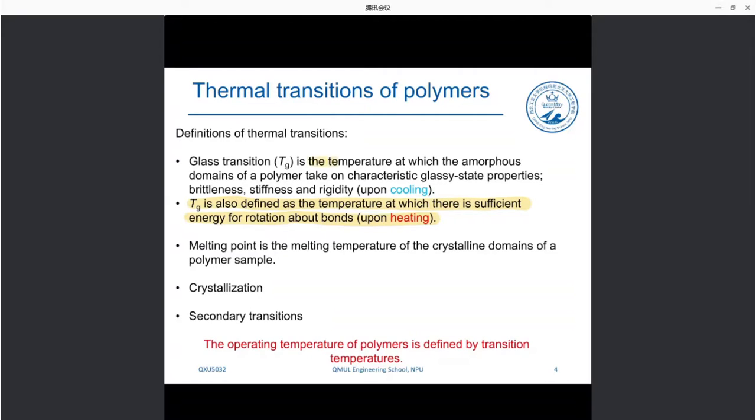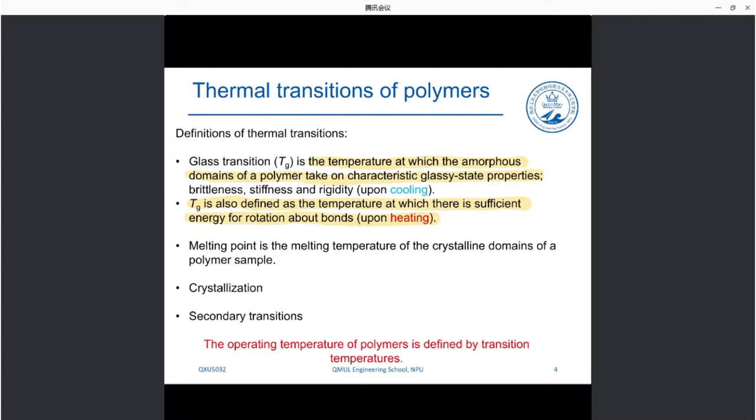So the temperature at which the amorphous domains of a polymer take on characteristic glass state properties: brittleness, stiffness, and rigidity. So you know how a glass is, right? You can break it very easily if you apply deformation. If you very quickly bang on a glass, it will break. So it is brittle. But if you press it like that, it's very stiff, it's very hard. So those are the two characteristic properties of a glassy-like material.